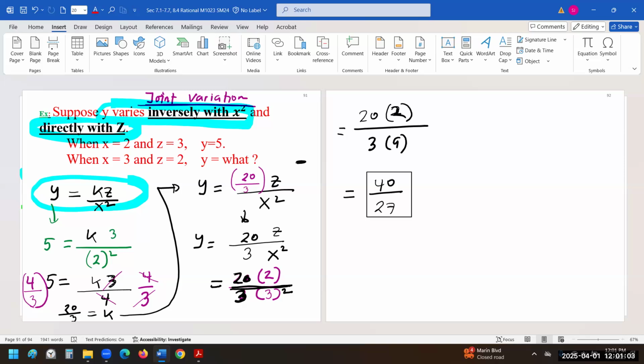If you did not bring the 3 down, that means you have to work with a fraction divided by a fraction. The life will be harder. So anytime you have a fraction in a fraction, you can always combine the denominators together and the numerators together.